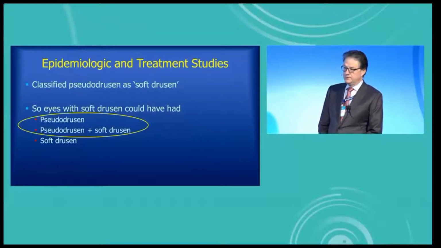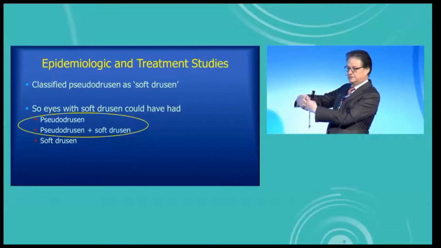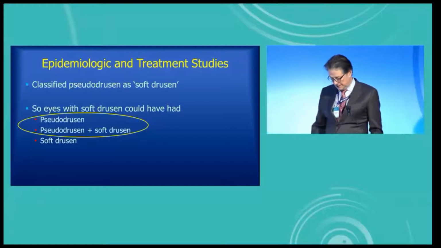So if you read papers from the AREDS study and the like, and they talked about soft drusen, they're really talking about one of three things. They're talking about pseudo-drusen, pseudo-drusen plus regular soft drusen, or soft drusen. And we can't take that apart anymore. That was mixed in together, and we can't extricate the pseudo-drusen out of that mix.